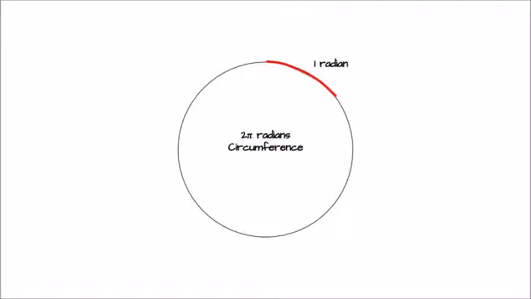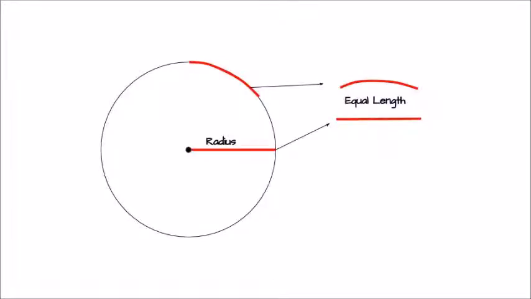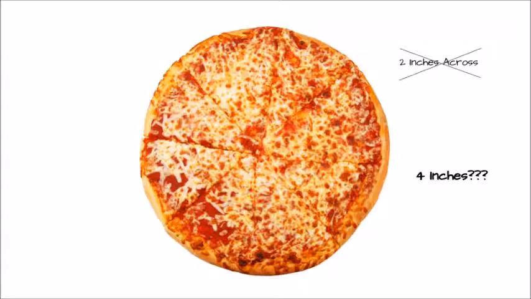Let's look at this pizza. If I cut down the middle, I've drawn the radius of a circle. I've also drawn 1 radian. This means that an arc with the length of 1 radian is equal to the radius of the circle. In fact, if this pizza was 4 inches across instead, we would still have a circumference of 2 pi radians, because radians are proportional and not a set value.